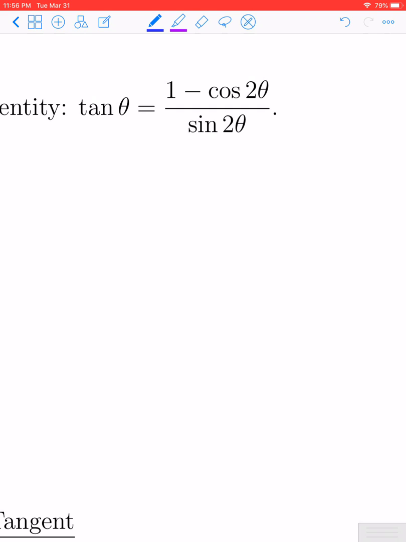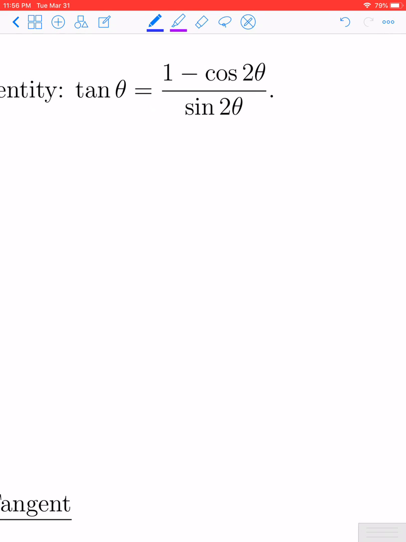The left-hand side is just a simple trig function, tangent of theta. There's not much to do there. Let's focus on the right-hand side, which is 1 minus cosine of 2 theta divided by the sine of 2 theta. Both of these jump out as being double angle functions, so the double angle identity should come into play. In the denominator, we've learned that the sine of 2 theta is equal to 2 sine theta cosine theta.